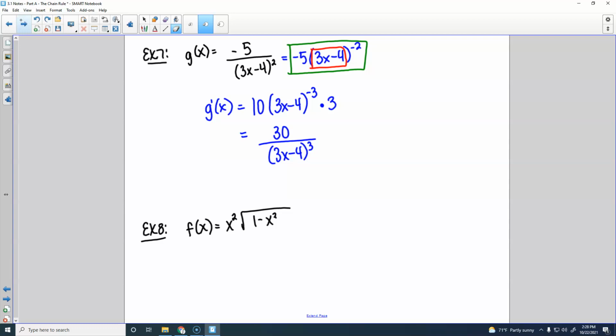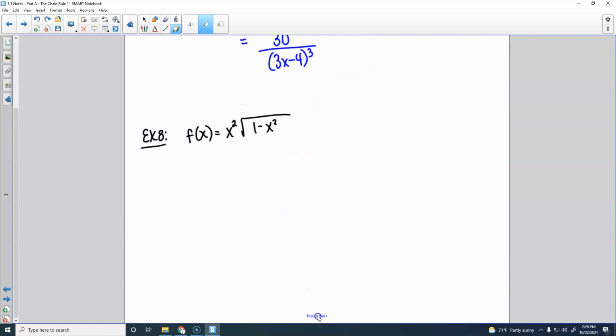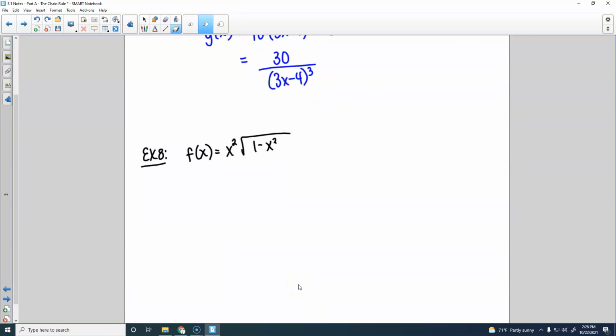Okay, now, example 8 starts to get more interesting because I've got x squared times a square root. Unfortunately, it does not work like that, Thomas. If it was a square root squared, it would. So, would you do x squared times the chain rule of the second thing?